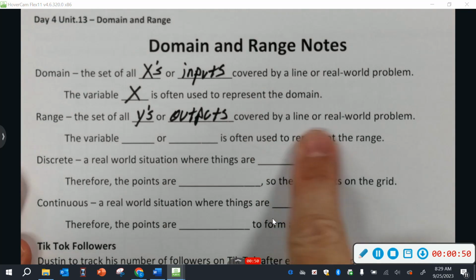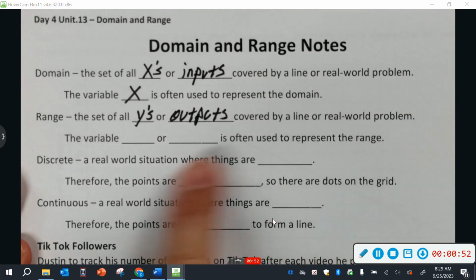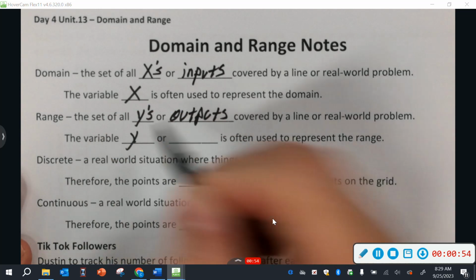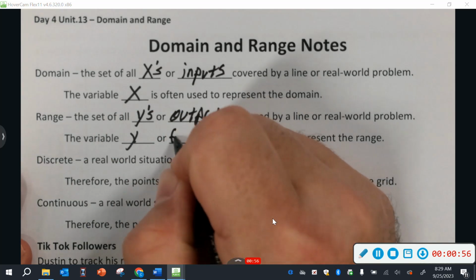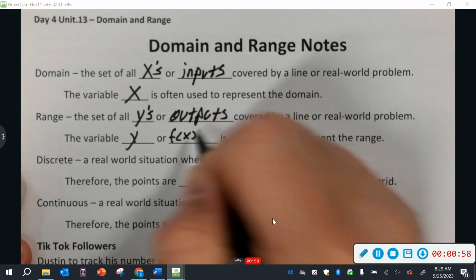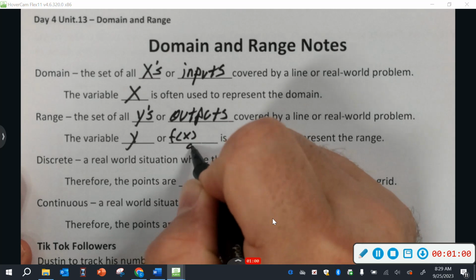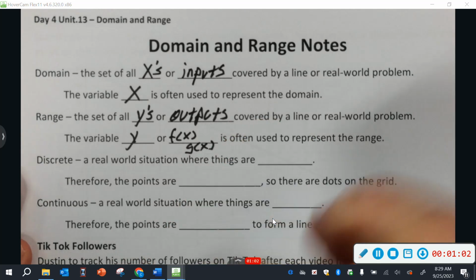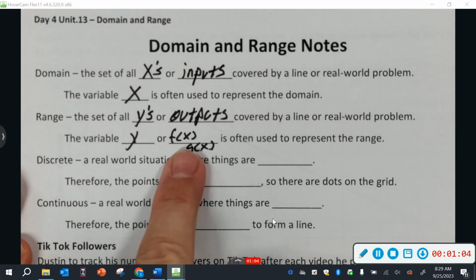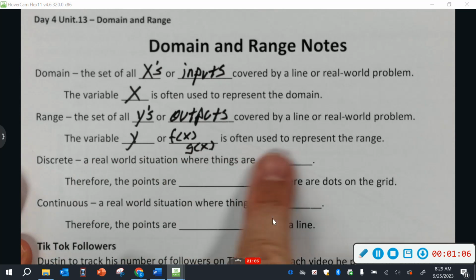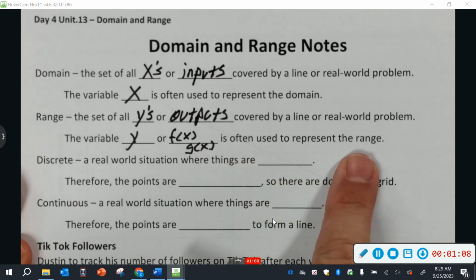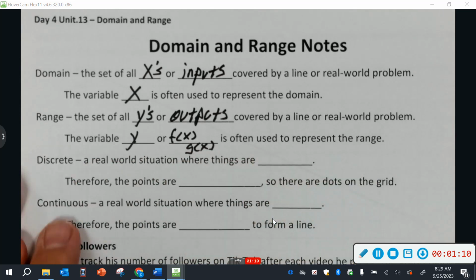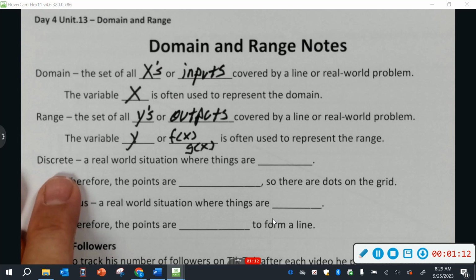covered by a line or real-world problem. The variable y, or you're often going to see function notation such as f of x or g of x, some type of function notation representing a function, is often used to represent the range. Alright, so now we have the terms discrete and continuous.